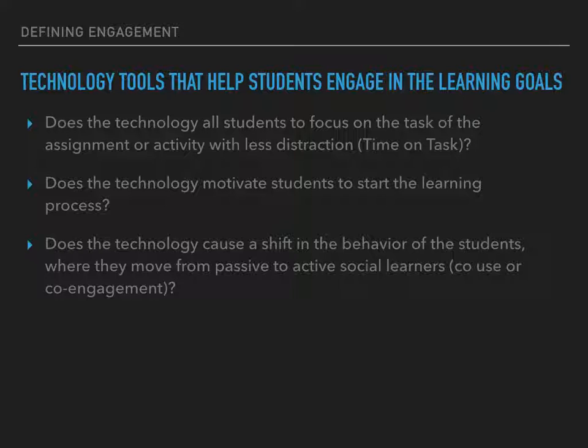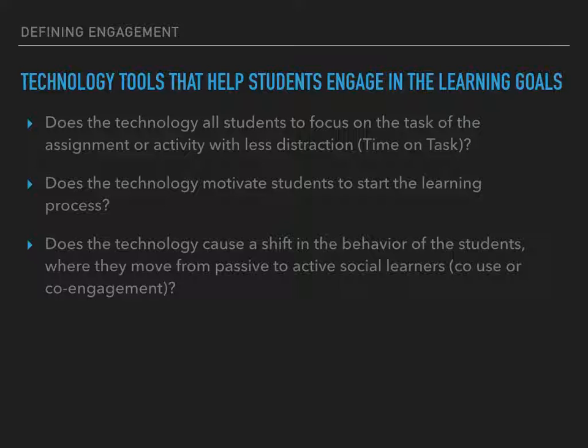Second, does the technology motivate students to start the learning process? And then finally, does the technology cause a shift in behavior of the students where they move from passive to active social learners? So how do we get to that co-use or co-engagement? I like how the book lays this out for us because it gives us these 3 questions of how we're going to evaluate engagement by using this tool.